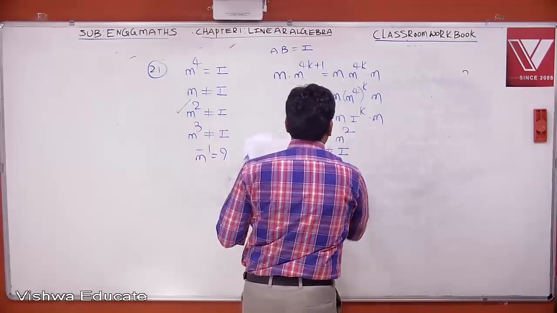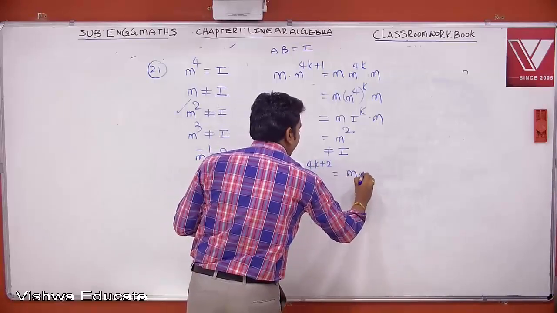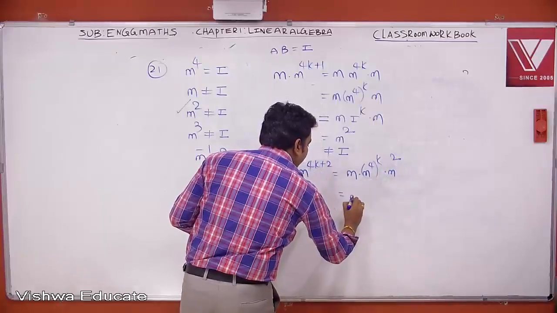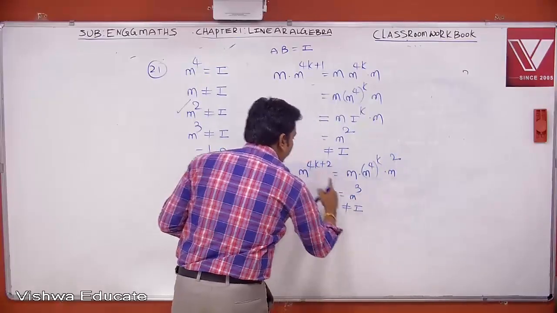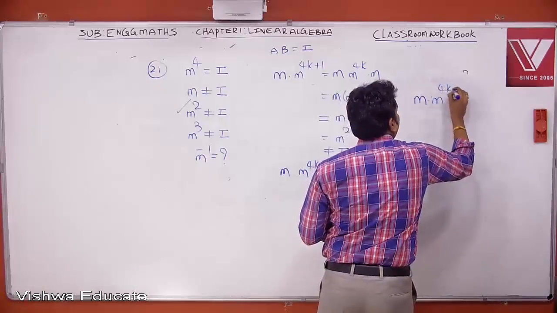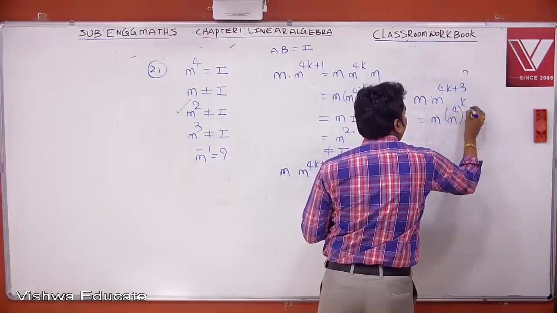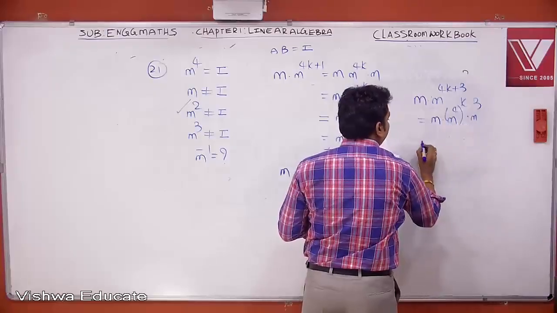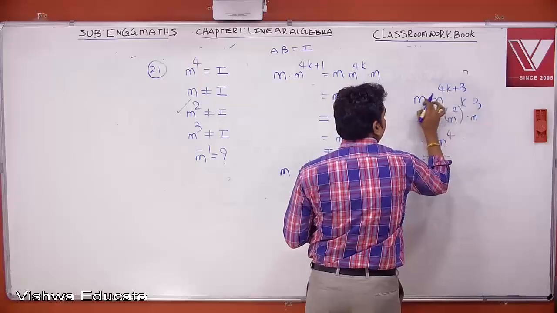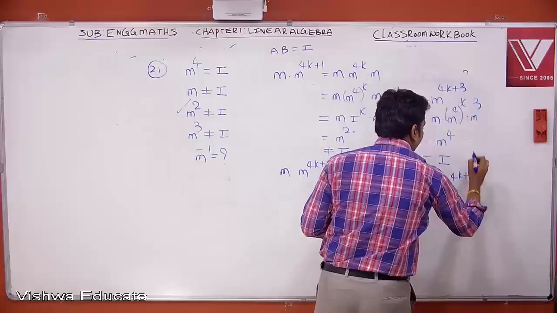Similarly, when you multiply M with second option, M into M power 4k plus 2, the result is M into M power 4 whole power k into M square. Anyhow, this is I, this is M cube not equal to I. Therefore, B also is not a right answer. But when you multiply M with third option, M into M power 4k plus 3, this is M into M power 4 whole power k into M cube. This is I. M into M cube is M power 4, this is I. So when you multiply option C with M, you are getting I. Therefore, by definition, M inverse is M power 4k plus 3.